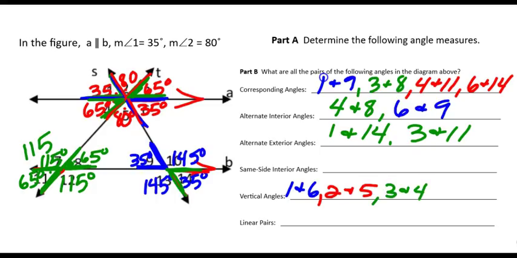Got some more down here. So over here, we've got 7 and 12 are vertical angles. 7 and 12. And by doing what I just did, I see another pair, 8 and 11.